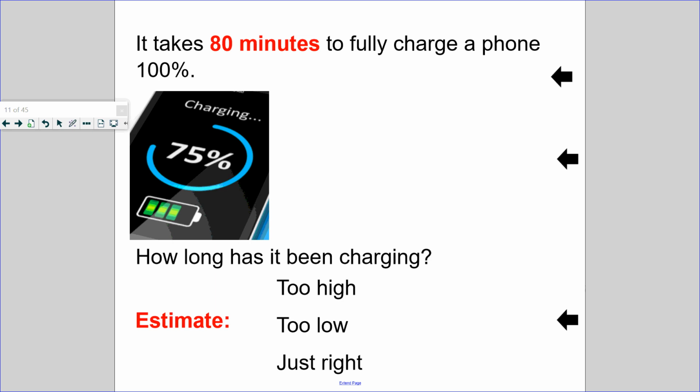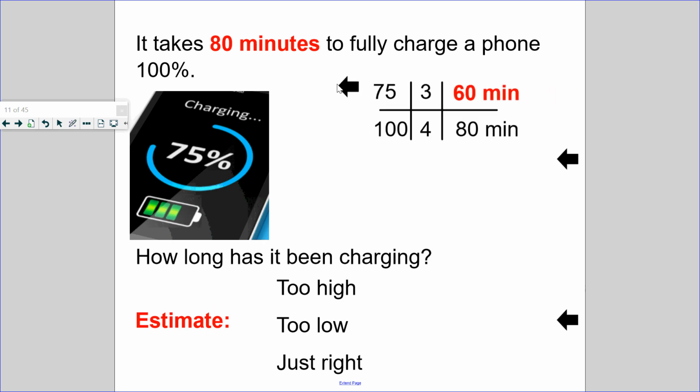There are multiple ways you can solve it. Let me see what I put down here. Oh, another way you can solve it is you can write 75% as a fraction, 75 over 100. You simplify it down to 3/4. How do you build 4 to 80? Times 20. 3 times 20 is 60 minutes. That's one way you could have solved it.